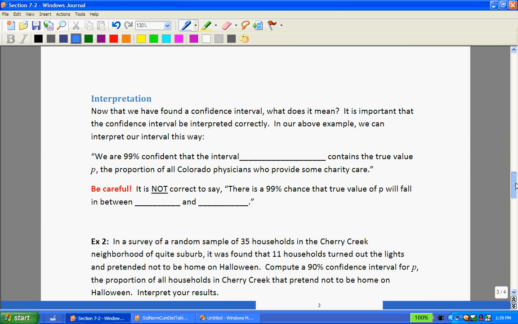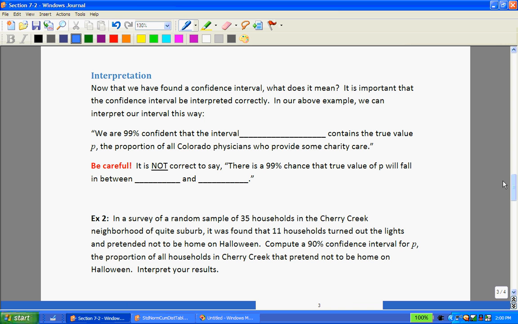It's really important that the confidence interval be interpreted correctly. In our above example, we can interpret our interval this way. We are 99% confident that the interval 0.53 to 0.56, which is another way to write it, contains the true value P, the proportion of all Colorado physicians who provide some charity care. Be really careful how you state this, because it's not correct to say there's a 99% chance that the true value of P will fall in between 0.53 and 0.56.